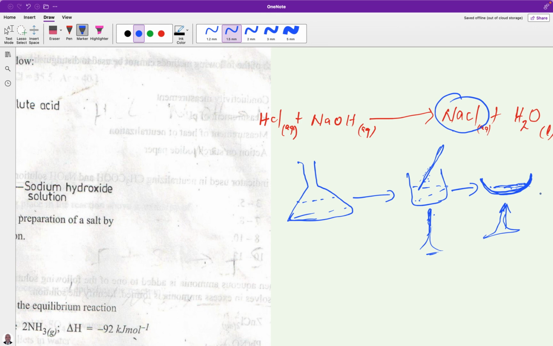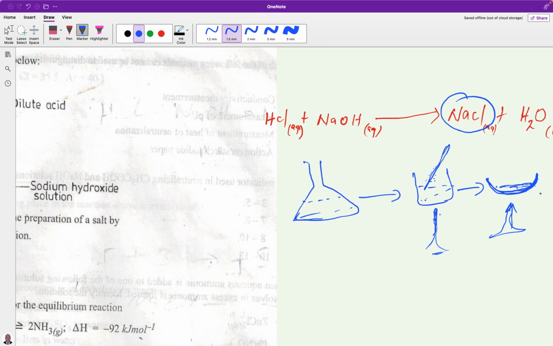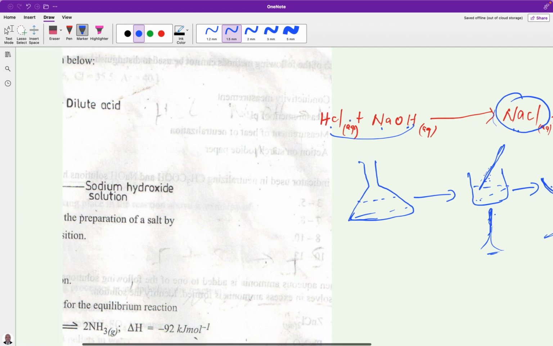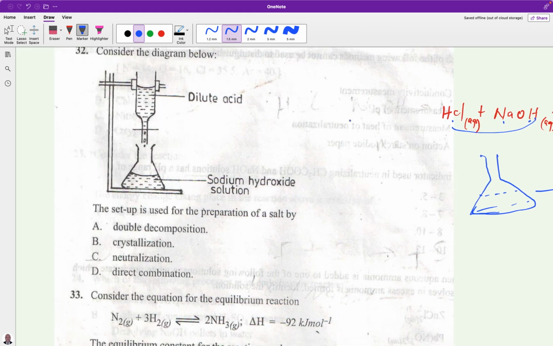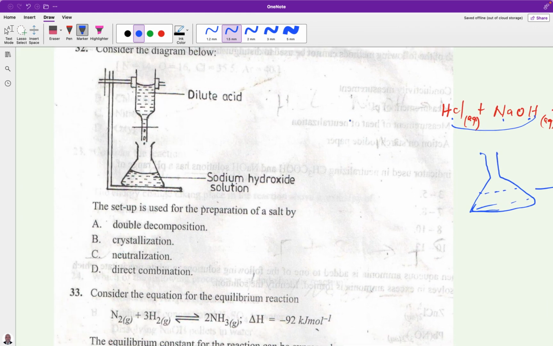So now, back to our question. We were saying salt is being formed, and the process of a dilute acid reacting with an alkali to form salt and a mole of water is what we call neutralization. So our right answer here is neutralization. C is the right answer for 32.